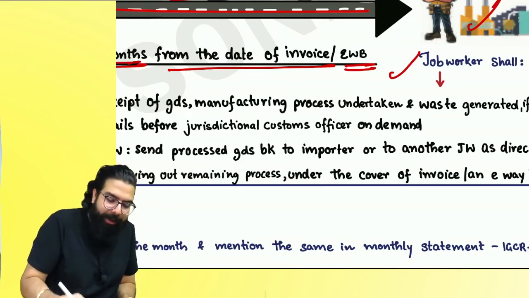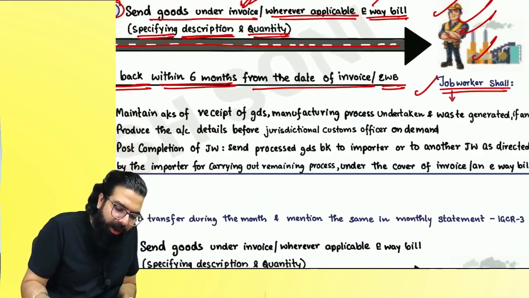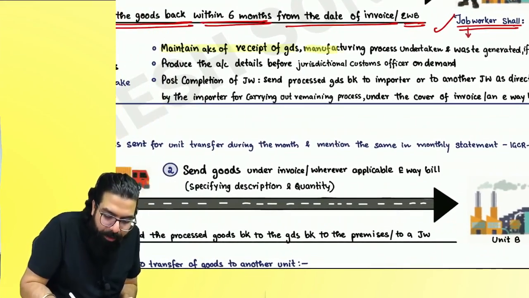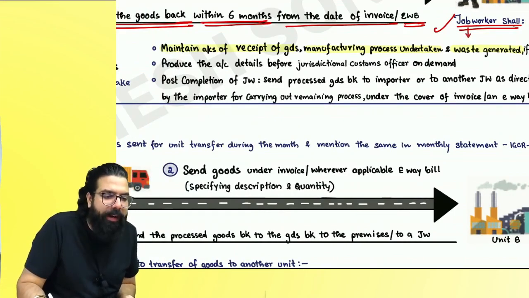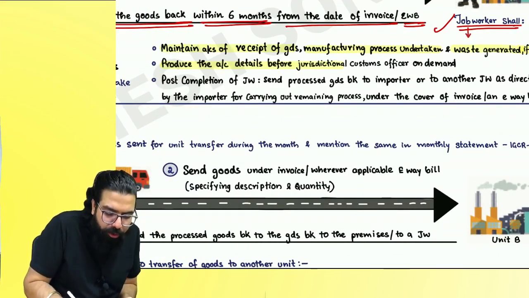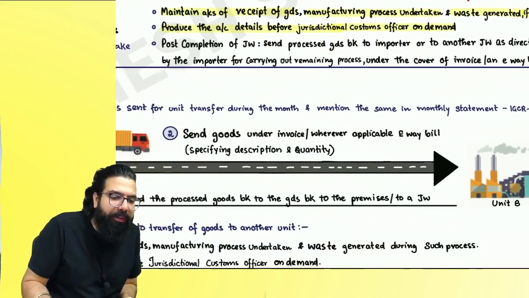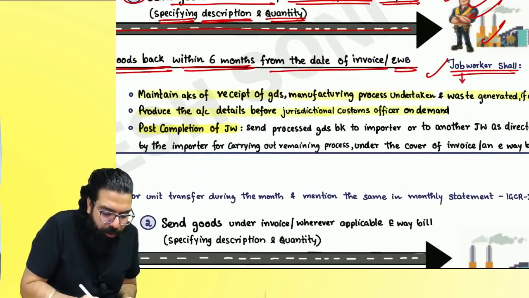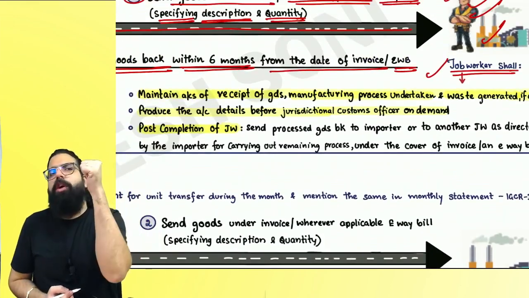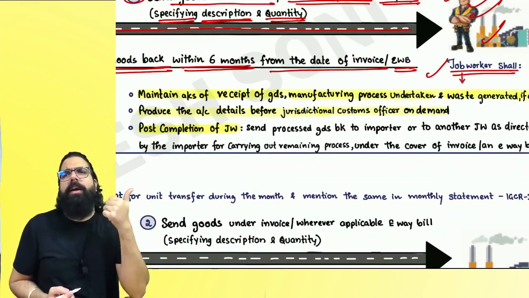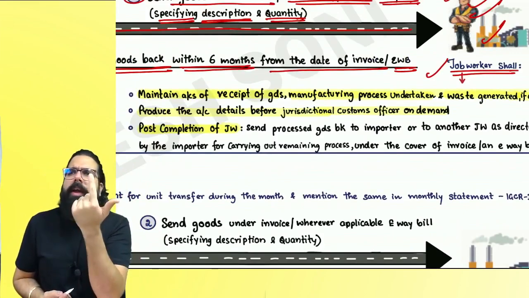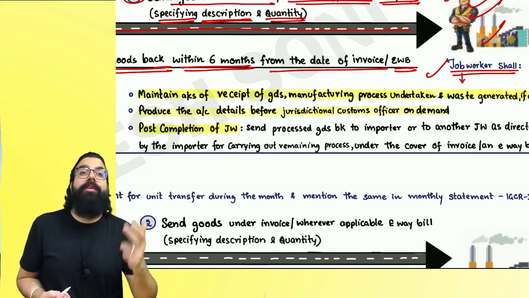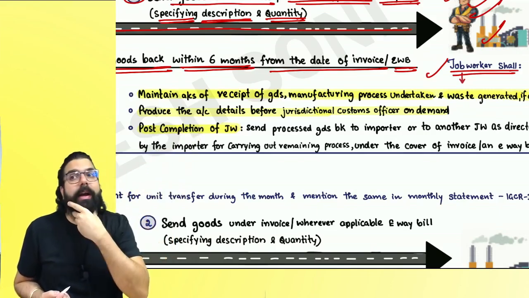Can we go ahead? And hence, once the job worker does the job, the job worker also should maintain accounts of receipt of goods, manufacturing process undertaken, and waste generated, if any, and produce the accounts or details before the jurisdictional customs officer whenever it is demanded. First of all, he should maintain the accounts of what goods he has received, what manufacturing he has undertaken, and a record of the waste which was generated. Secondly, he should give the accounts to the jurisdictional officer whenever he asks.